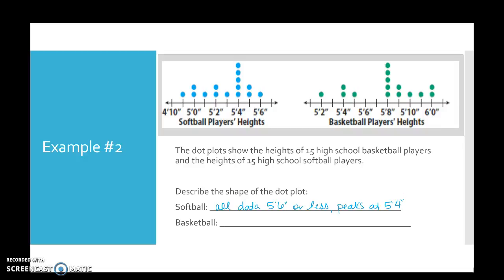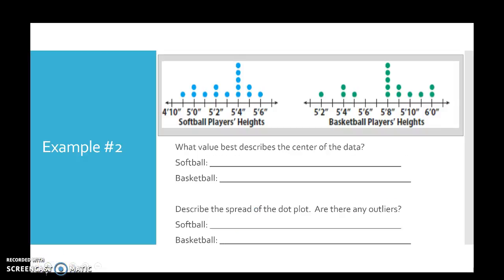Now let's look at basketball. So basketball, most of their data is 5'8" or more. There's just a few left that are less, sorry. So most data at 5'8" or more. And let's see. So I would say in general, even from the graphs, you can tell that the softball players are shorter than basketball. But using common sense, I think we could guess that as well.